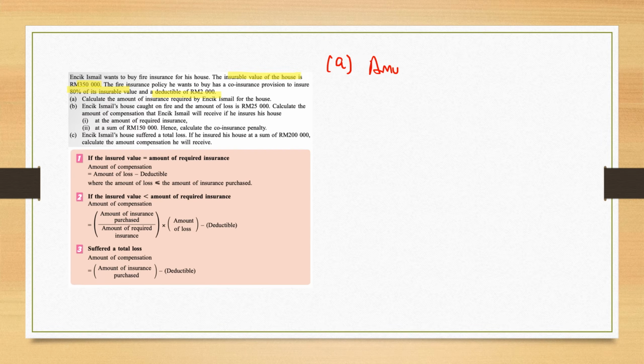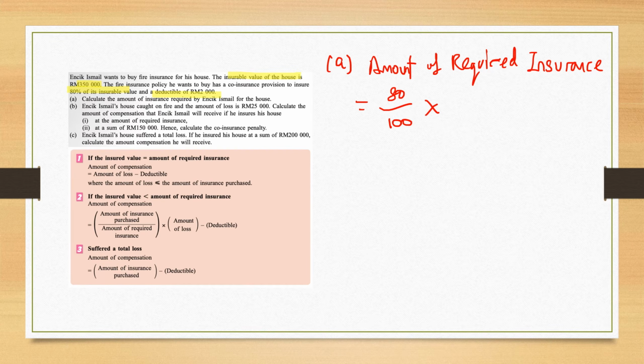The amount of required insurance. Now, which figure do we use? It will be 80% of the insurable value. This is the one thing they're asking. 80 over 100, times 350,000, the insurable value of 350,000, as you can see here. That's how you calculate your amount of required insurance. The answer will be 280,000 ringgit.